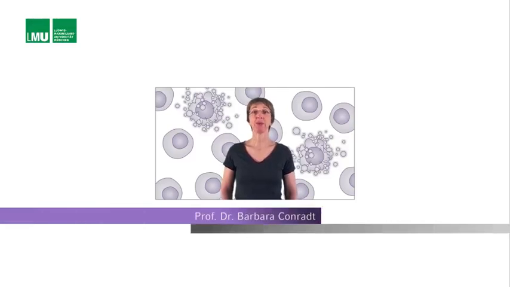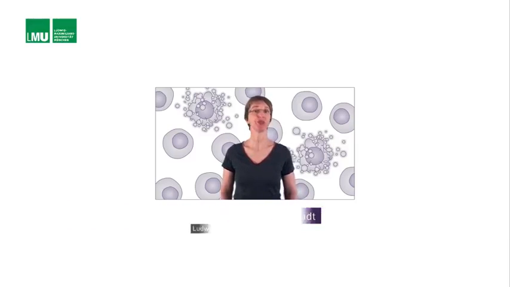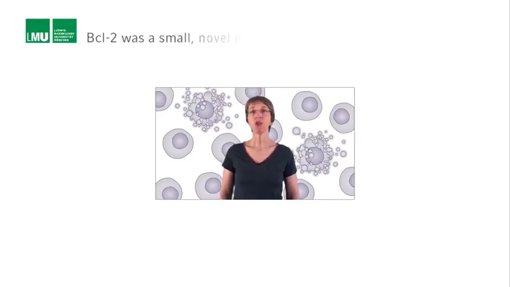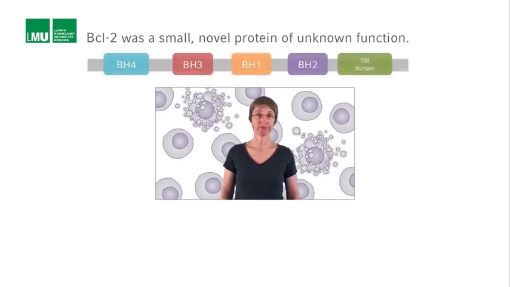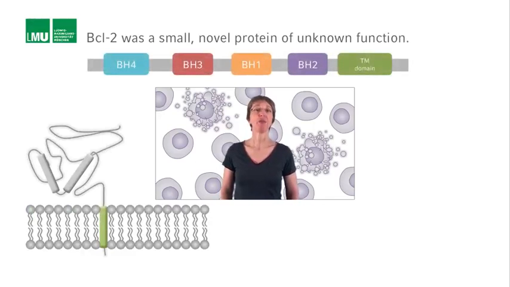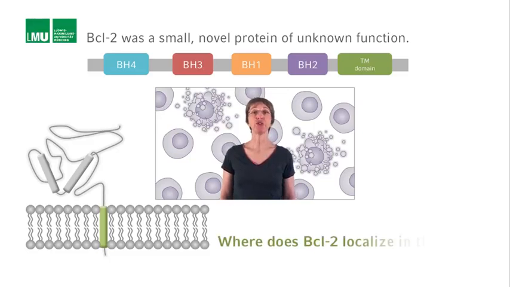protein has anti-apoptotic function. However, as I mentioned earlier, at the time BCL2 was discovered, its protein sequence did not reveal any enzymatic activity and did not provide any mechanistic insight. It was a small, novel protein of unknown function. It did, however, have a hydrophobic tail, which means that it potentially could associate with lipid bilayers through this tail. Knowing where BCL2 localizes within the cell might help elucidate how it can block apoptosis.